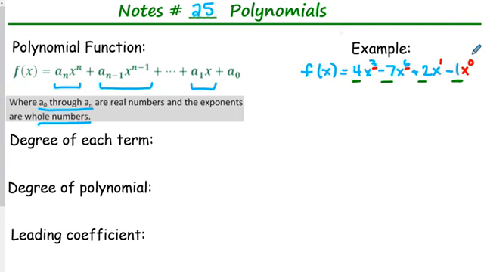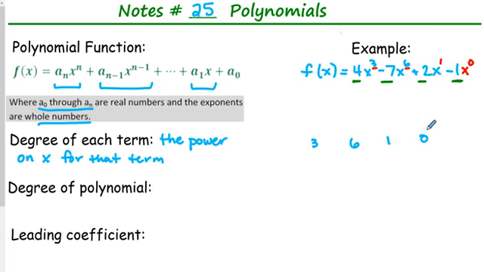Okay, let's talk about the degree of the term. The degree of each term is the power of x for that term. The power or the exponent value. So, in my example, I have 4 terms. The degree of the first term is 3. The degree of the next term is 6. The degree of the next term is 1. And the degree of the next term is 0.